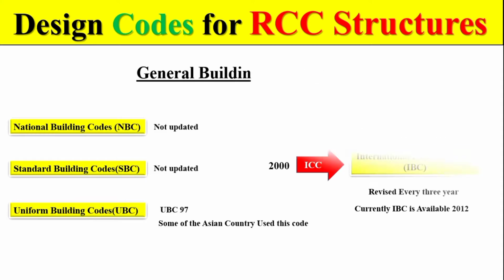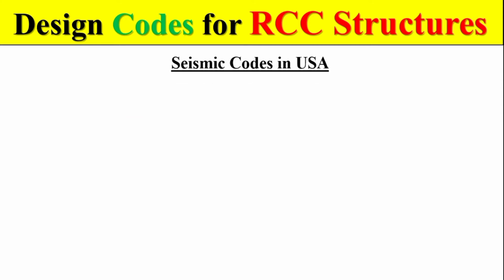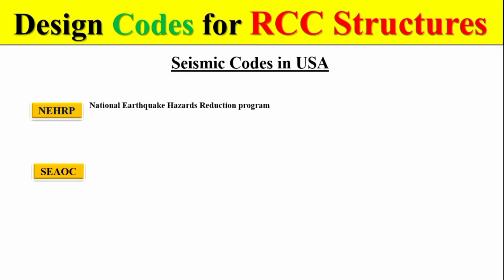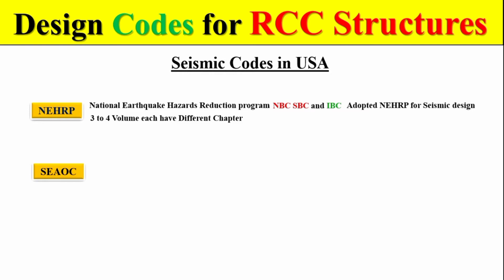Okay, now come to the seismic building code in USA. Remember, NEHRP is the first seismic design code for America, and after that SEAOC was introduced. NEHRP is basically the National Earthquake Hazard Reduction Program. Remember, the National Building Code, Standard Building Code and International Building Code adopt the NEHRP for the seismic design.